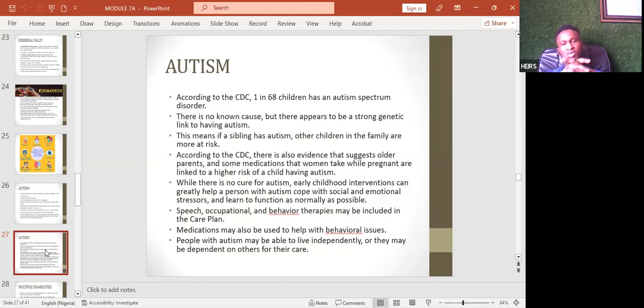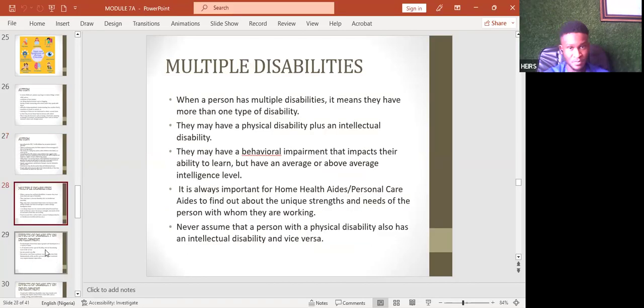Medications may also be used to help with behavioral issues. And people with autism may be able to live independently, or they may be dependent on others for their care. Now, those who make good use of their condition may be able to live independently, but those who don't may have to depend on others for their care.